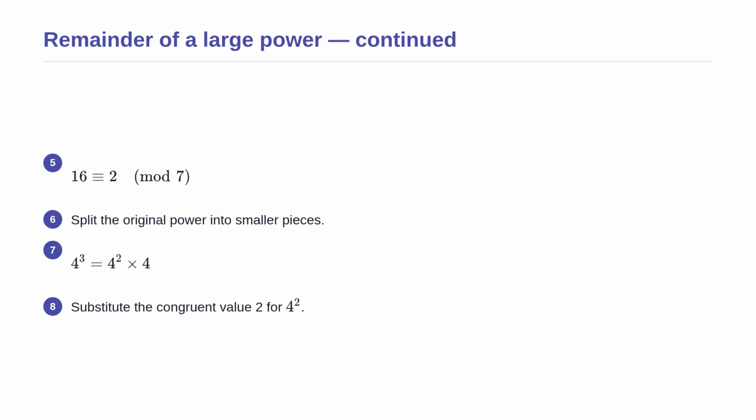Continuing with our exponent problem, instead of multiplying 16 by 4 right away, we shrink the 16 using our modulus, 7. Since 7 goes into 16 twice with a remainder of 2, we can replace the 16 with a 2. We have effectively reset the clock early. We now write out the original problem, 4 cubed, as the product of 4 squared and 4. This is a basic rule of exponents. This allows us to substitute the smaller congruent value we just found. By doing this, we prevent the numbers from growing out of control.